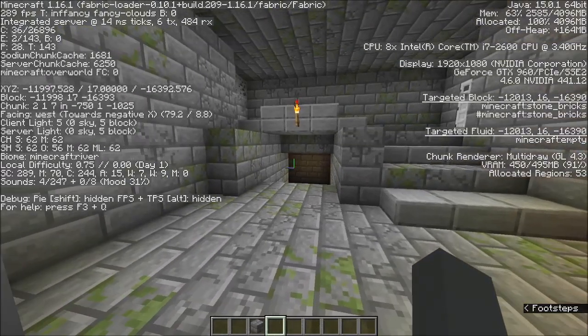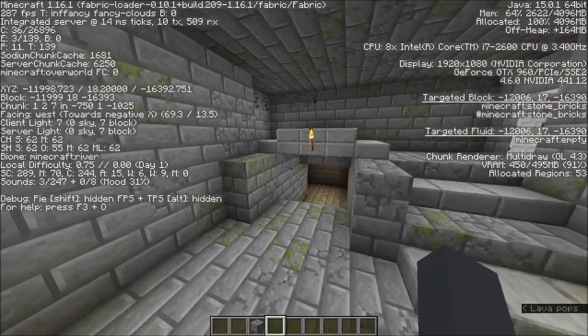And if you've been paying attention, you should be able to predict that there's a hidden room right here.